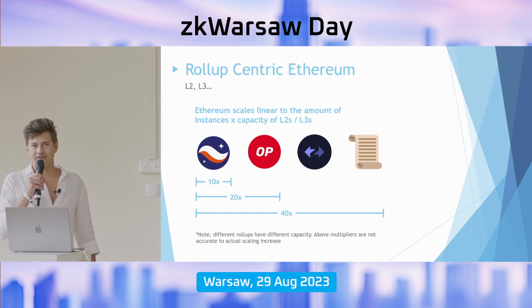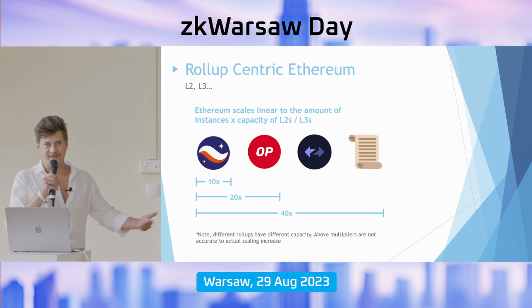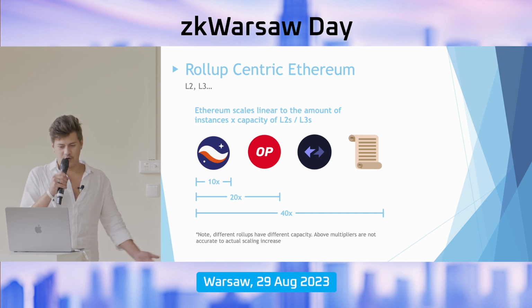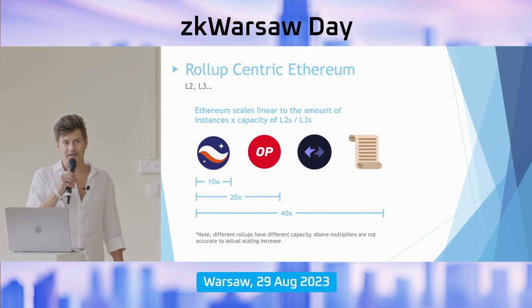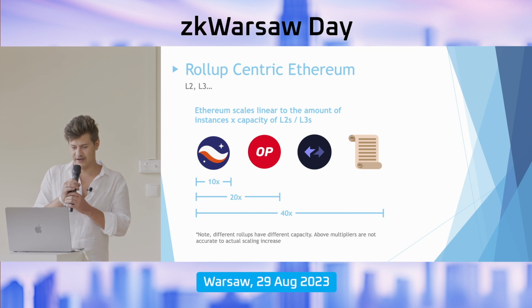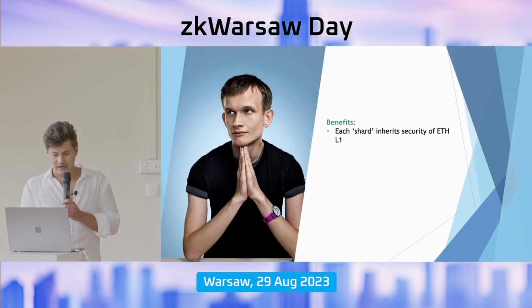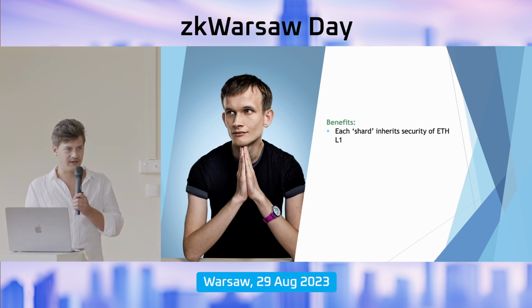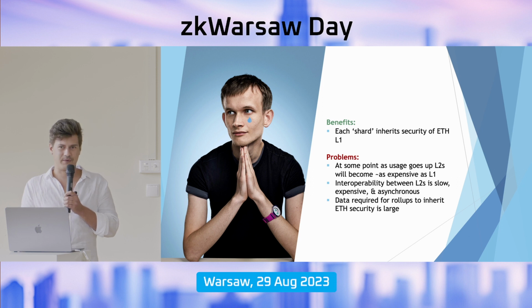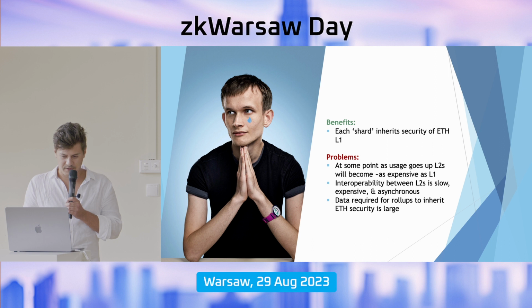But let's say you have Starknet on top of Ethereum. Now you get 10x scaling on Ethereum. Then you have OP and Scroll and all these other ones. Maybe you get 40x scaling on top of it. And this is great, again, because every single one of those shards inherits the security of the full L1 validator set. But there are lots of problems with just spinning up more and more L2s, right? So we'll walk through these problems now.